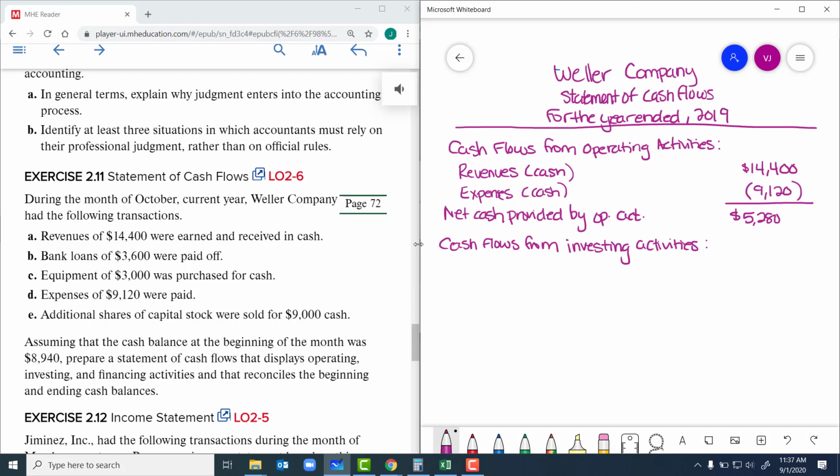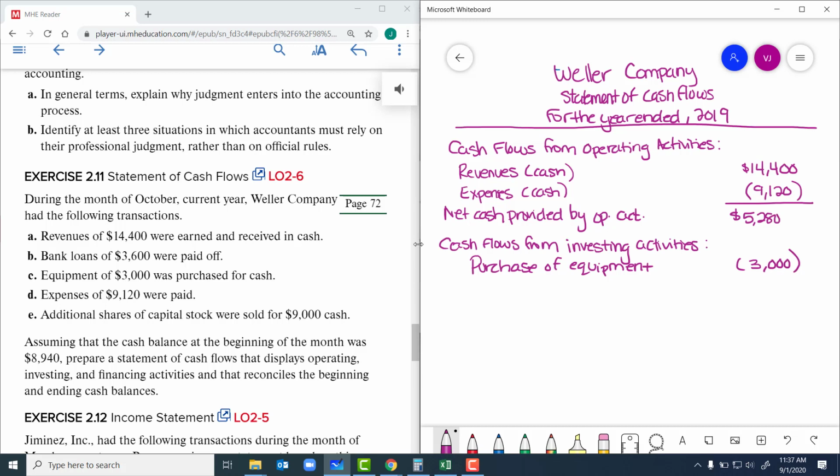Okay, so even if a portion of that purchase was made in cash, that cash outflow would be considered a cash flow from investing activities. So we can label this as purchase of equipment, and we spent a total of $3,000 cash on that equipment. Okay, and nothing else on this list is considered a cash flow from investing activities, which I will explain when we do that third category. Okay, and no need to do a subtotal here.